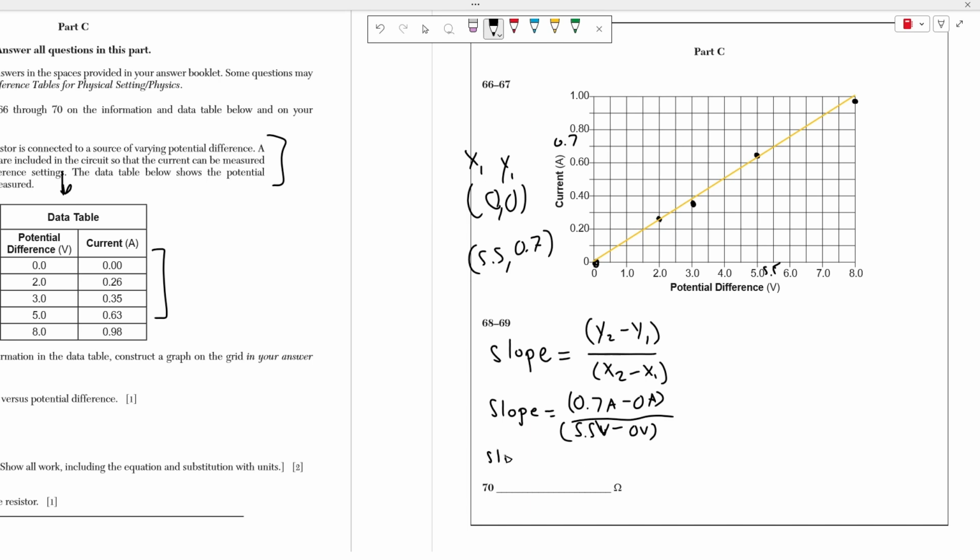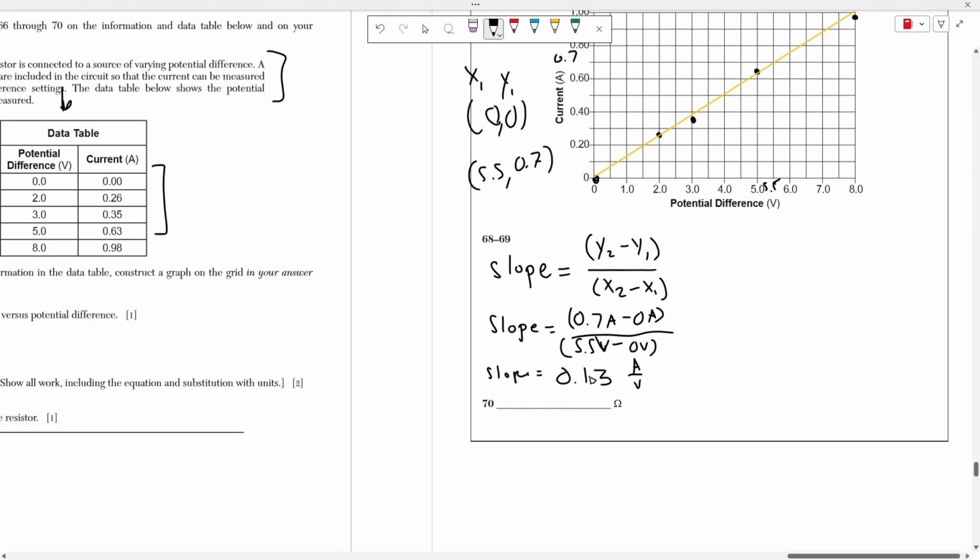And finally, the slope, if you plug this into your calculator, is going to be 0.7 divided by 5.5, which is going to give you 0.12, or 0.13 if you round to the nearest hundredth, which is what I'm going to do, amps over volts. Always make sure to plug the units in and put the units in. Now, if you just box your answer, you'll get full credit for this section.